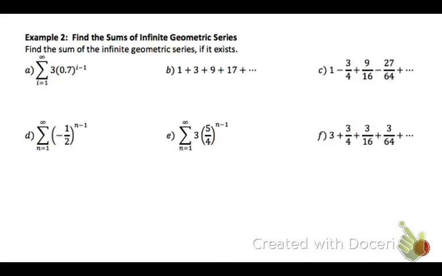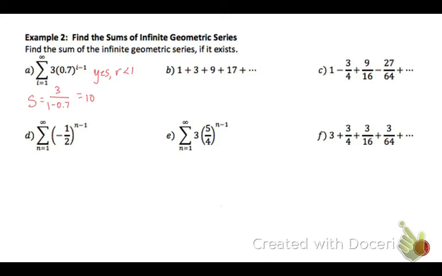So let's find the sum of these series. On A, we have an infinite series going from 1 to infinity. Notice it's geometric, and notice that our rate is 0.7. So yes, this has a sum because our rate is less than 1. Plugging our values into the formula, we can tell just by looking at the rule by our sigma that our first term is 3, over 1 minus the rate, so 1 minus 7/10. That would simplify to 10.